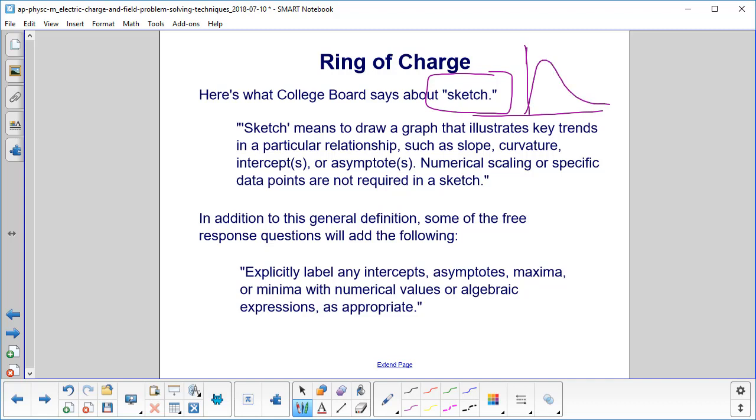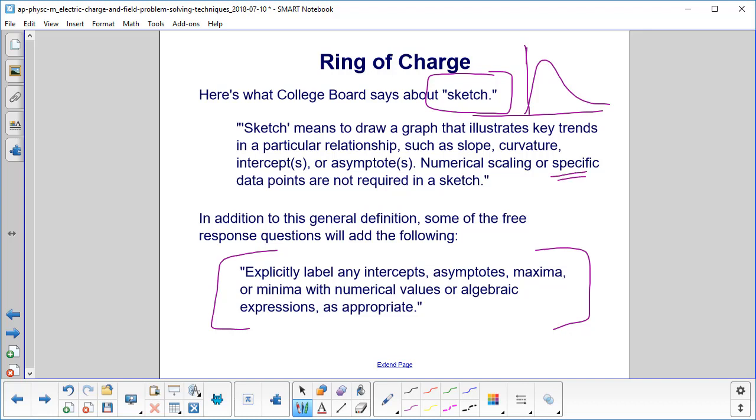However, be careful. Sometimes in the problem it'll say something like, explicitly label any intercepts, asymptotes, maxima, or minima with numerical values or algebraic expressions as appropriate. And you can see that's what we did on the previous slide. We put the numbers in. So watch what they ask for.